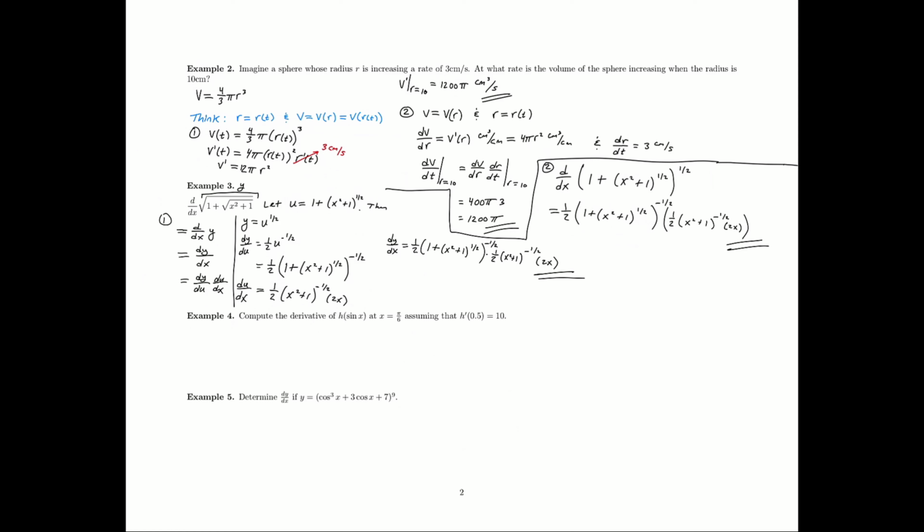All right, example 4, compute the derivative of h of sine of x at x equals pi over 6, assuming that h prime of a half is 10. So if we want to know the derivative of h, we can go ahead and say d/dx of h of sine of x. That's a chain rule. So derivative of h, leave the inside sine of x alone, multiply by the derivative of sine of x, which is cosine of x.